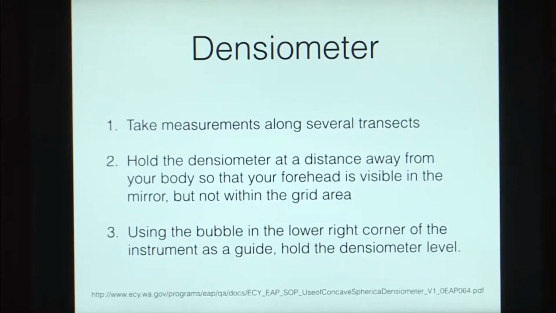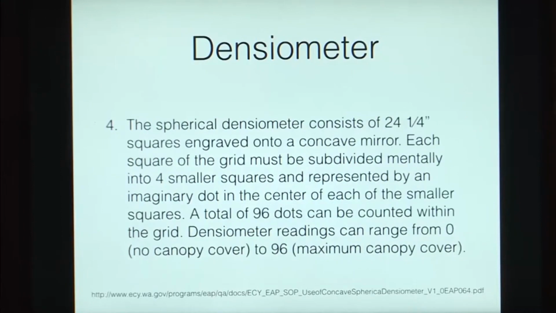Use the bubble in the lower right corner of the instrument as a guide to hold the densiometer level. So, your densiometer has to be kept parallel to the ground surface. Next, the spherical densiometer consists of 24 quarter-inch squares engraved onto a concave mirror. Each square of the grid must be subdivided mentally into 4 smaller squares and represented by an imaginary dot in the center of each of the small squares. A total of 96 dots can be counted within the grid. Densiometer readings can range from 0, that is no canopy cover, to 96, that is maximum canopy cover.